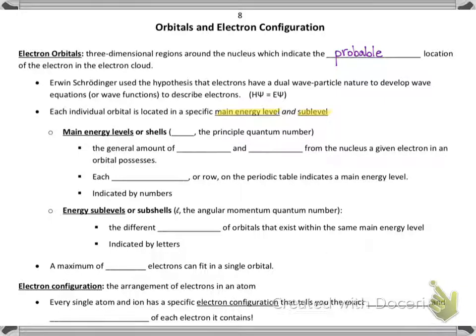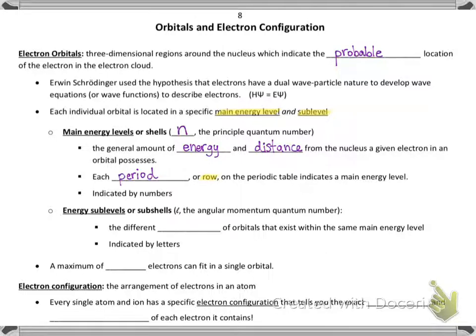The main energy levels, which are sometimes referred to as shells, are referred to with the letter N. This is also the principal quantum number. And it tells you the general amount of energy and the distance from the nucleus that a given electron in an orbital possesses. Each period or row on the periodic table indicates the main energy level.